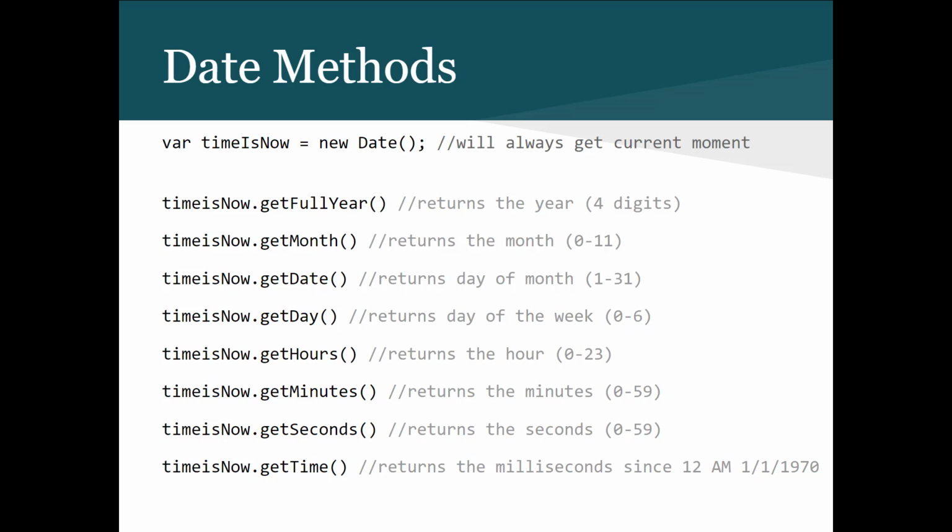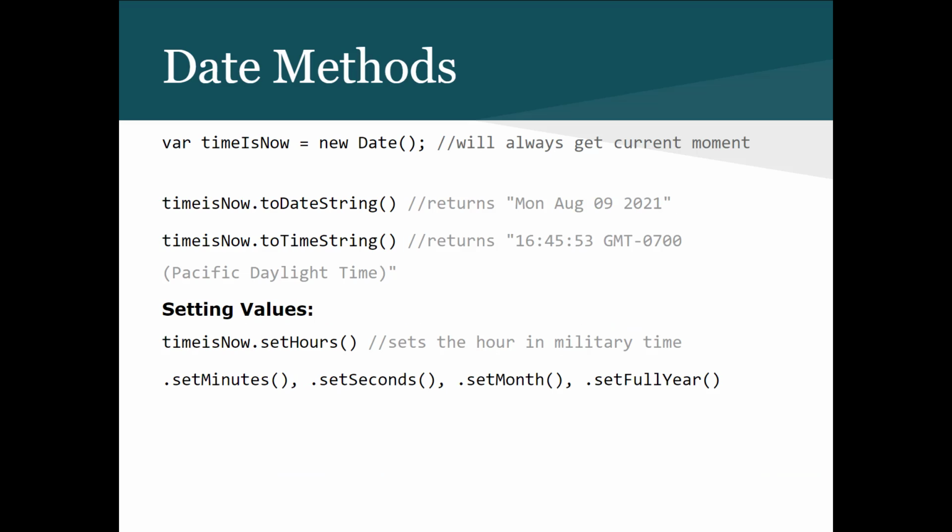There are lots more methods found at the W3 Schools and the Mozilla Developer Network. Some other methods to mention are toDateString, which will display the date in the following format: Mon Aug 09 2021. toTimeString will display the time 16:45:53 GMT minus 0700 Pacific Daylight Time.